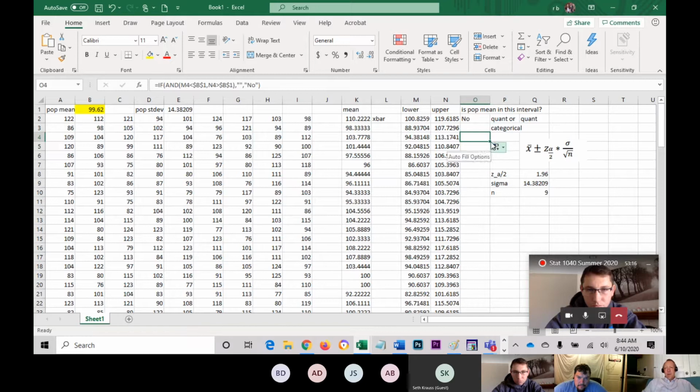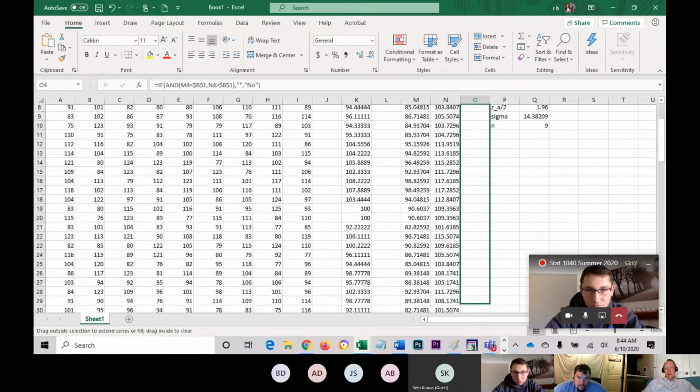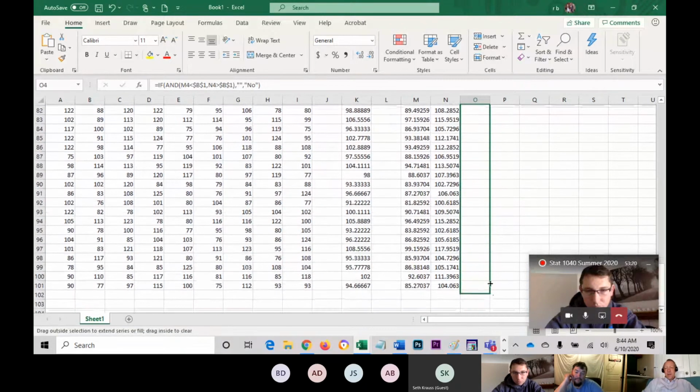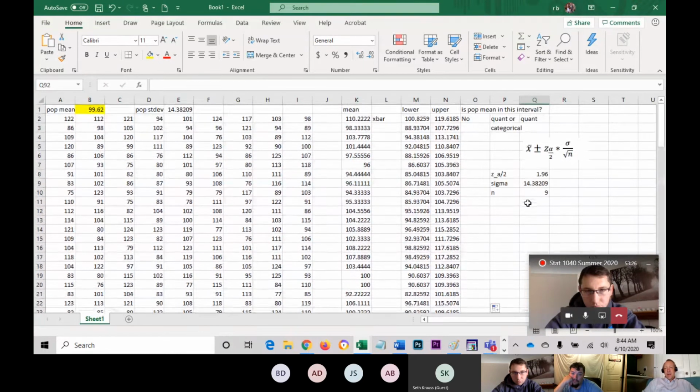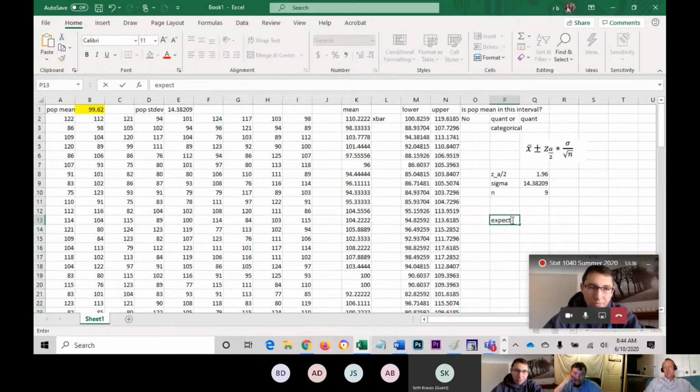Perfect. Okay. So I don't want to go measure these all one at a time, but we just did a 95% confidence interval. So we've got 100 confidence intervals here. How many of those would you expect to be wrong? 5. You would expect 5 wrong ones.